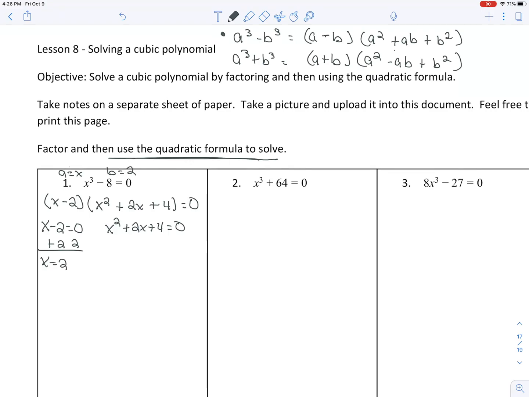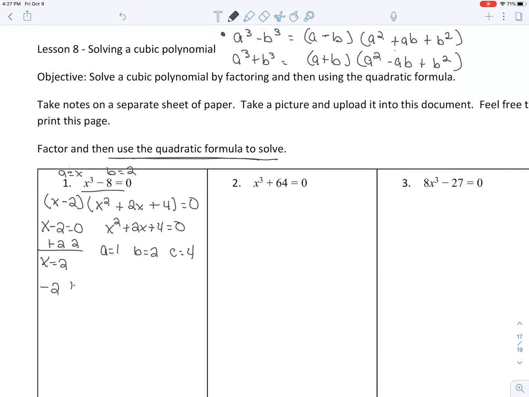we add 2 to both sides, we get x is equal to 2. If you were to graph this function on the calculator, you would see it cross the x-axis at 2. You would not see the other solution because it's imaginary. So in order to find this solution, we're going to have to use the quadratic formula. So we're going to, a is equal to 1, b is equal to 2, and c is equal to 4.